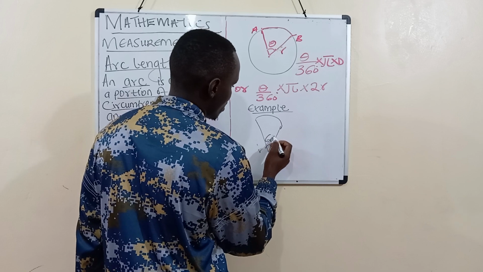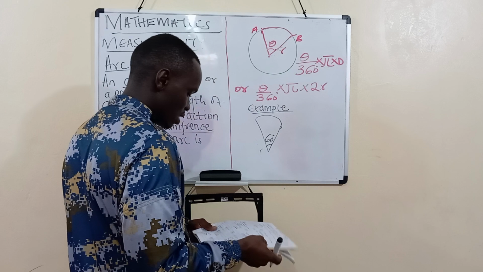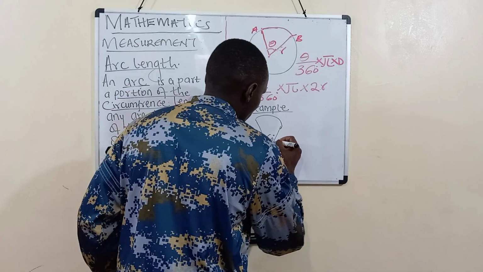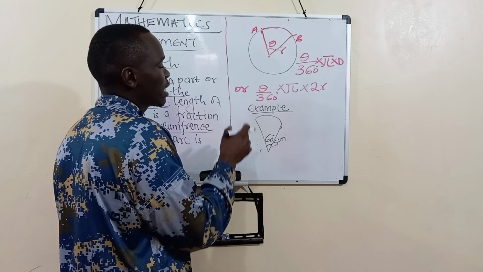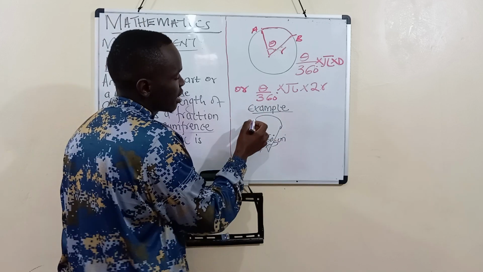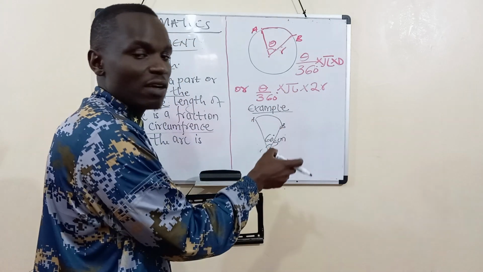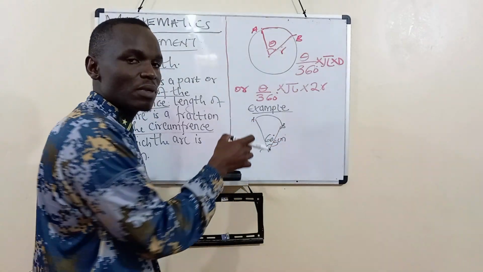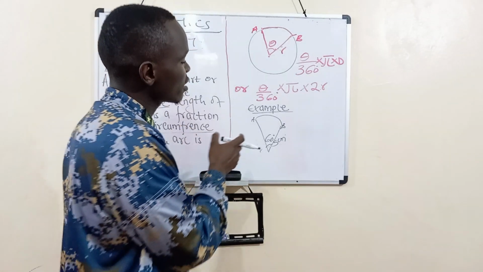Then we have 60 degrees and the radius here. The radius in this case I will use 5 centimeters. Now to get the length of the arc, this is the arc from A to B. Remember, this is a fraction. This is a part that has been extracted from a circle.